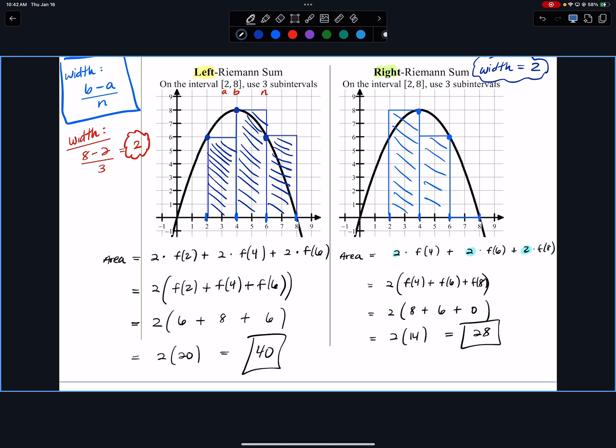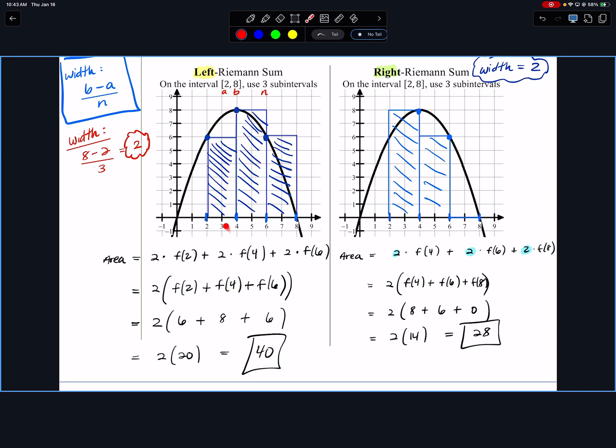Now remember, we're approximating this, right? So it should make sense that because we did 2 different strategies, we got 2 different answers. Okay, so I want you guys to kind of understand what the answers mean. Which one's larger? The left one, right? It's 40.